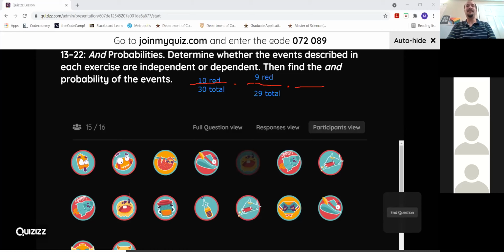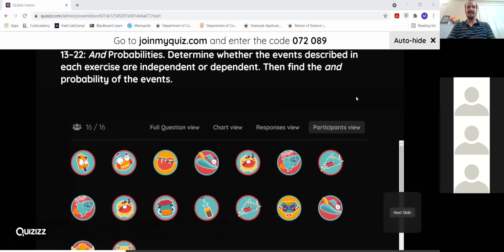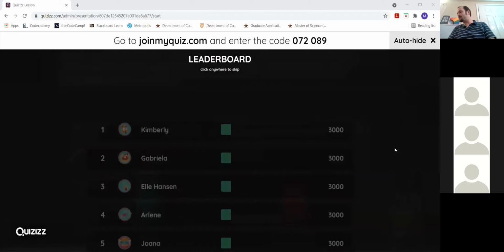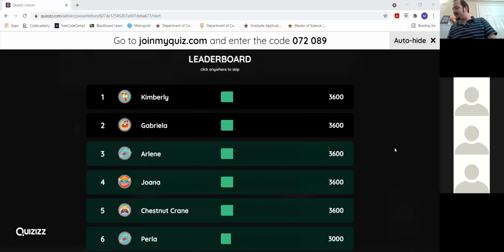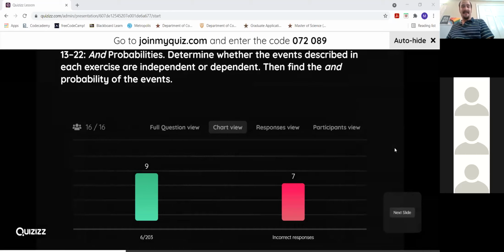I don't know if that made him go slower or quicker. Looks like it actually worked a little bit. All right. I got something like 720 out of 24,360 if it's not simplified. If you do simplify it, it gives you 6 out of 203.